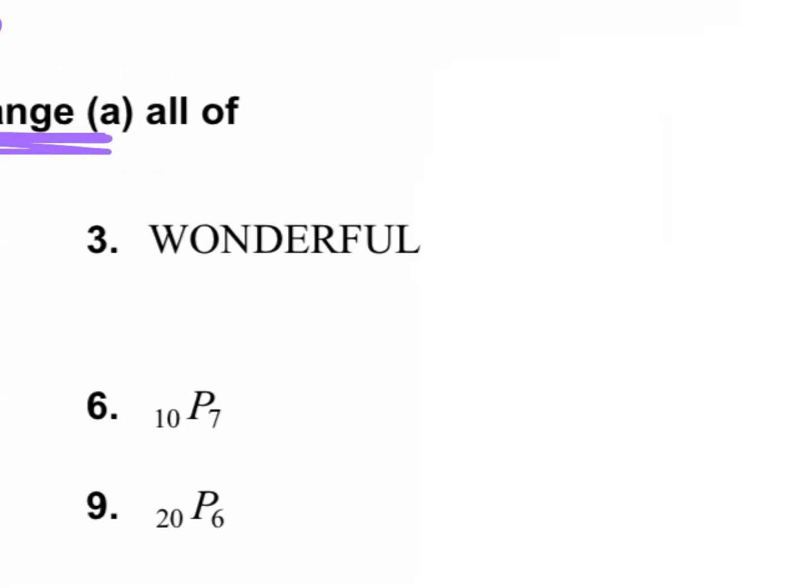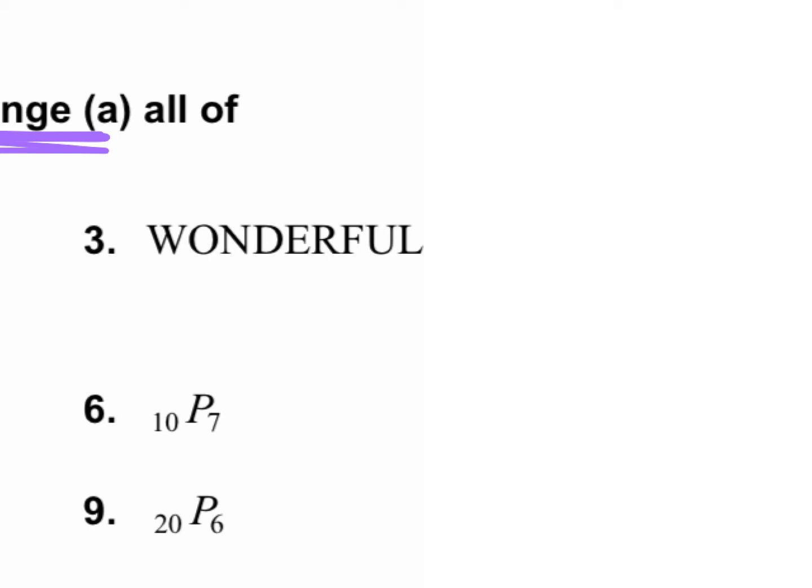For the next one, we have wonderful. So there's 9 letters total. 1, 2, 3, 4, 5, 6, 7, 8, 9. So 9 factorial would be if we're arranging all of the letters. So that would be 362,880. And then just arranging 2 of them, we could say 9 factorial over 9 minus 2 factorial.